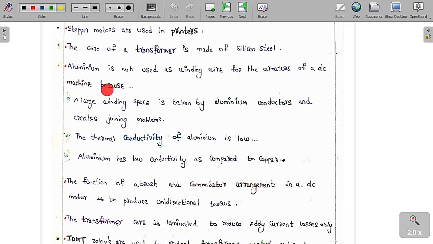So simply we can say that aluminum is not used as a winding wire for the armature of a DC machine because a large winding space is taken by aluminum conductors and creates jointing problems, and the thermal conductivity of the aluminum is very less, and aluminum has low conductivity as compared to copper.